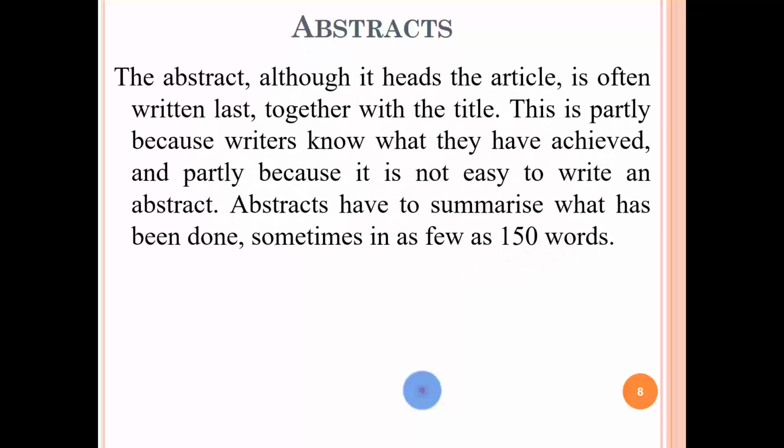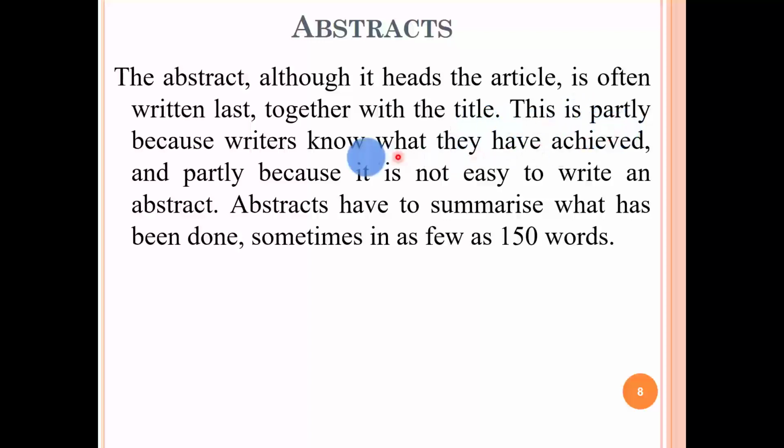Then comes the abstract, and one thing that's very important and very special about the abstract is that although it heads the article, it's often written last. So it appears almost in the beginning, just after the title and the names, despite being written after finishing everything in the paper.